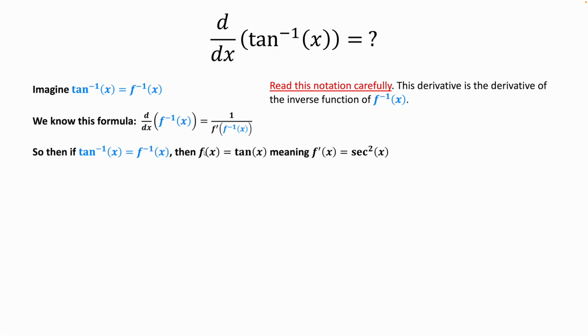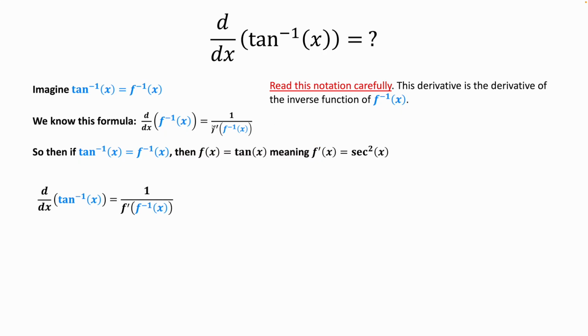So that being said, if inverse tangent is our function, well then what's the function that is the inverse to the inverse tangent? Well, that's just tangent. And so its derivative, which is secant squared, that's what goes right there. So now let's put it all together. Here we go. So the derivative of inverse tangent, we're going to use this formula.